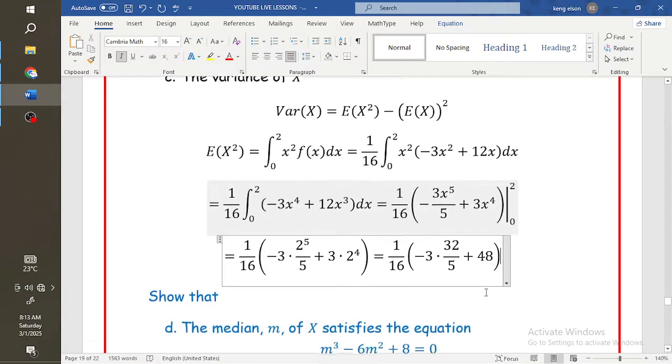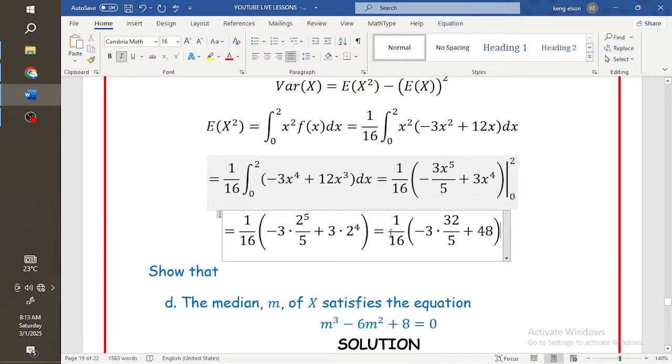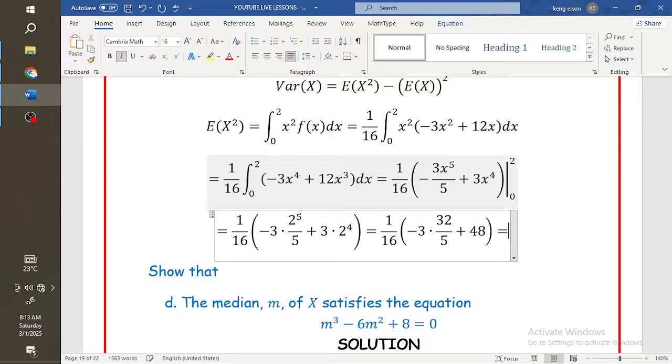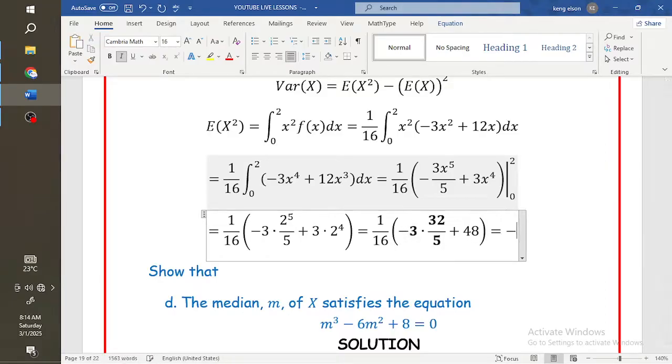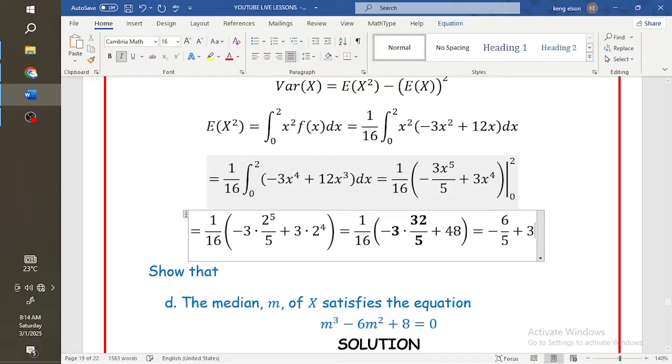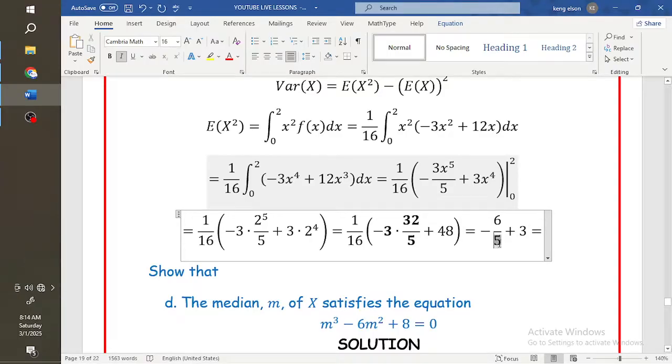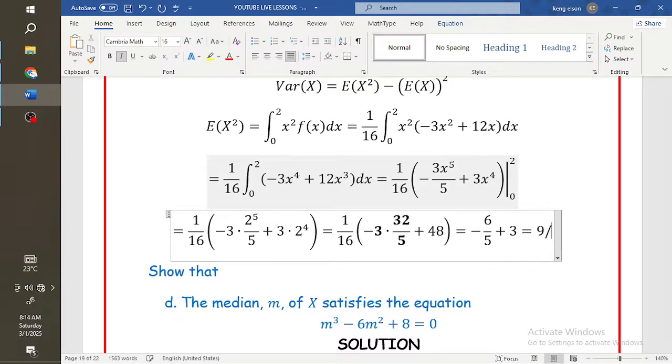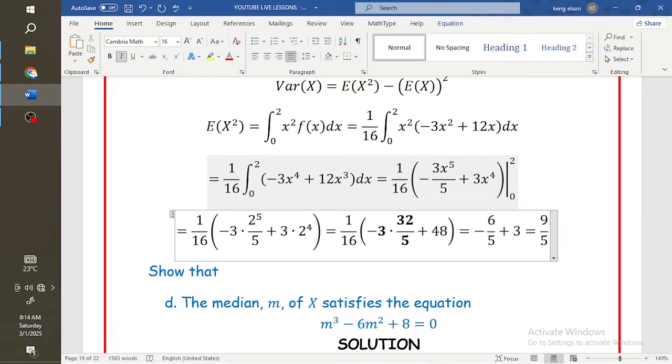So what I'll do, for me to ease my work, is I'll just multiply each term by 16. If I multiply the first term by 16, we have that 32 on 16 is 2. The 2 multiplies with negative 3 to become negative 6, then 5 is still in the denominator. So the first one will be minus 6 over 5 plus. Now 48 times 1 over 16 is 48 over 16, which is 3. So we simplify this: 5 times 3, 15, minus 6 is 9. So you are going to have 9 divided by 5. So that is E of x squared.